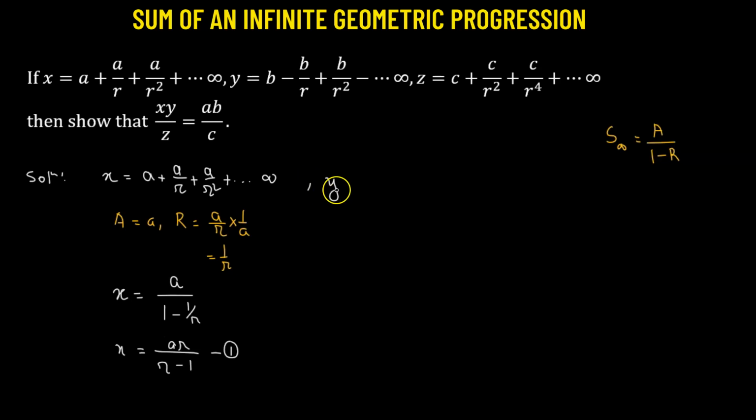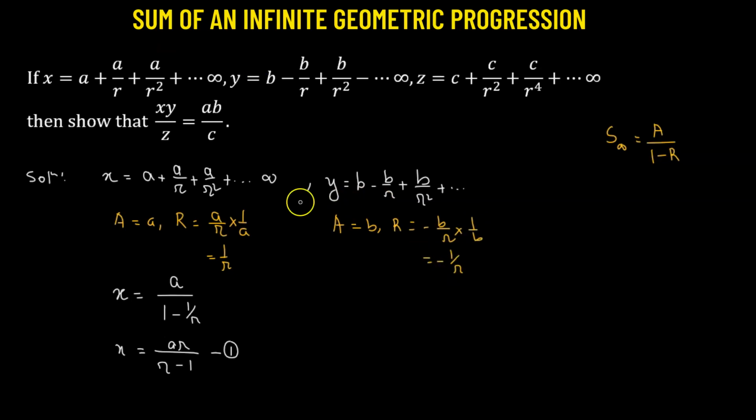Then we have y, given by another geometric series. We have b minus b over r plus b over r squared, and it sums up to infinity. So here the first term is b, and the common ratio is negative b over r divided by b, so that means multiplying by the reciprocal of the first term, so that's negative 1 over r.